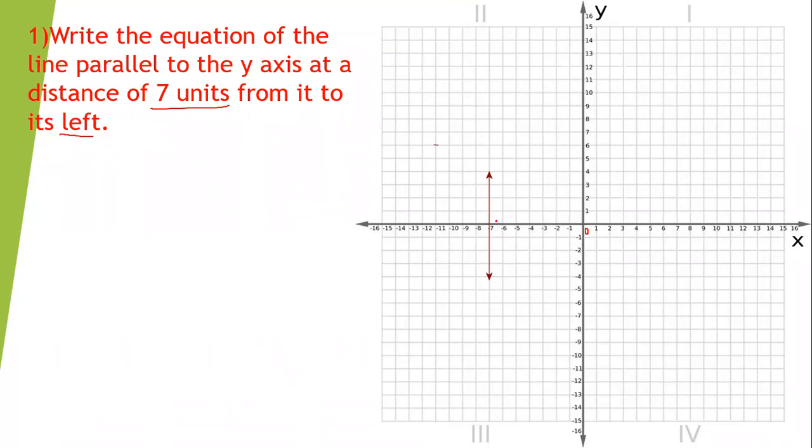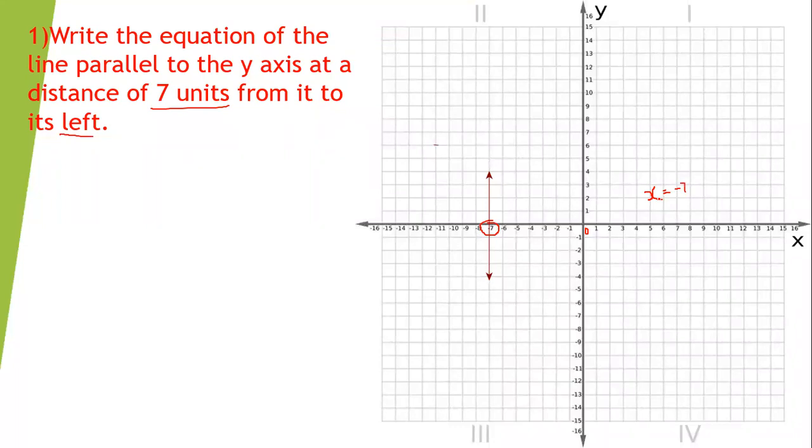We will first see the coordinate. What is the coordinate over here? This line is passing through which coordinate? It is passing through -7. So I will first write -7. Now, it is on which axis? It is on the x-axis. So we can write the equation of this line as x is equal to -7.